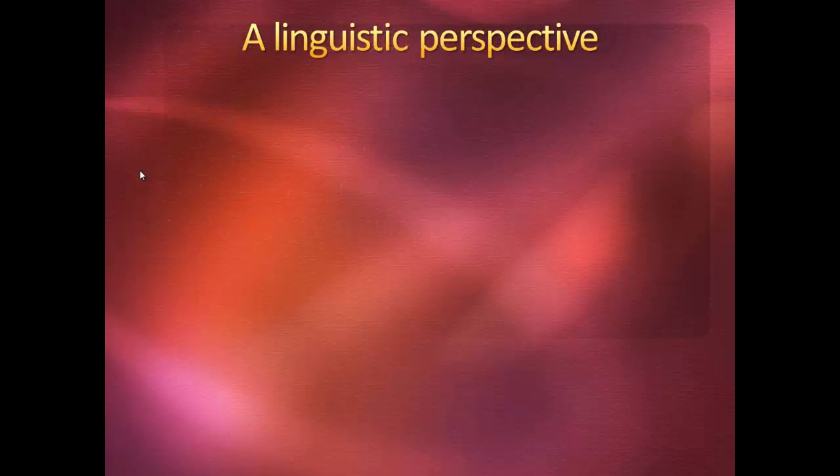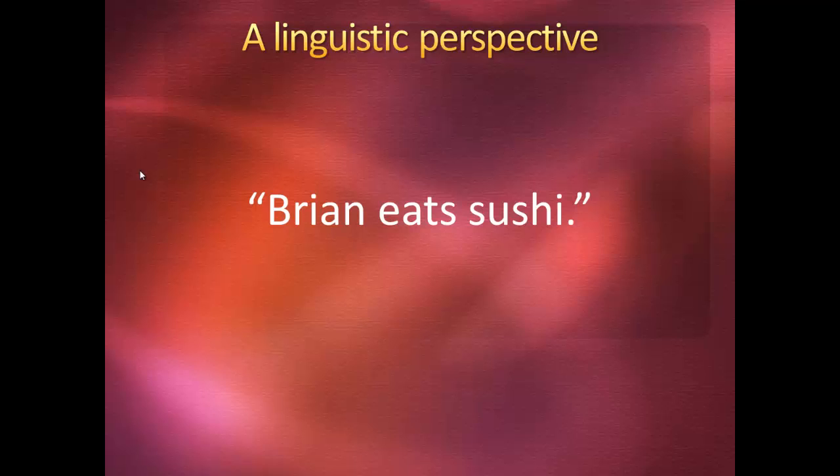A proposition needs to be an entire declarative sentence. For instance, we can consider the sentence, "Brian eats sushi." A sentence contains two parts. A subject, which is either a noun or something that acts like a noun, and a predicate, which is a verb or verb phrase of some sort, whether it be a dynamic verb like "eats" or a more stative verb like "is." So in our sentence, the subject is Brian, and the predicate is "eats sushi."